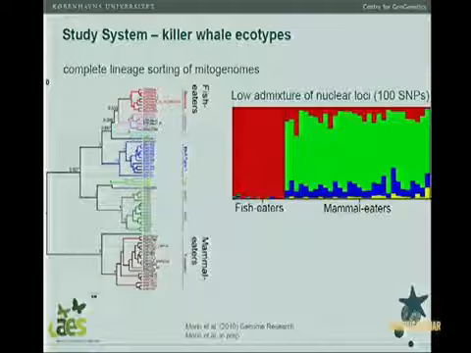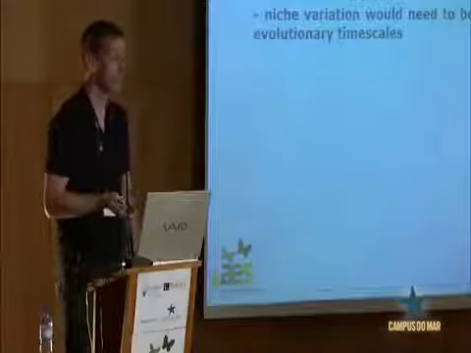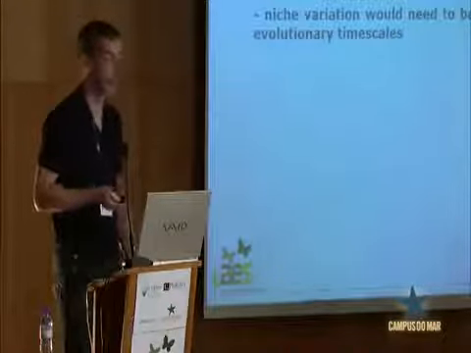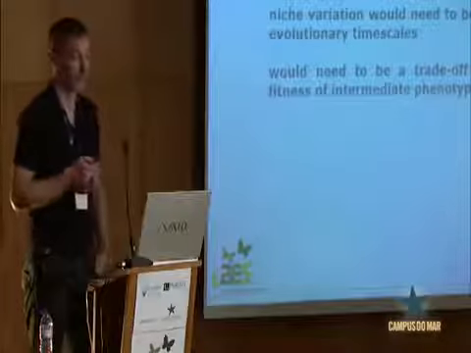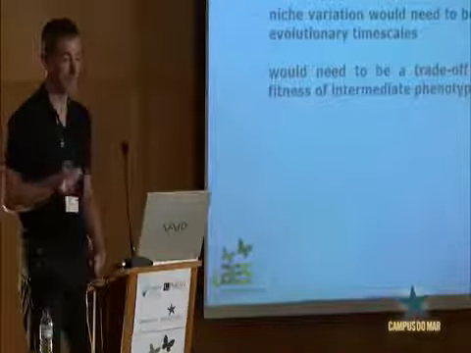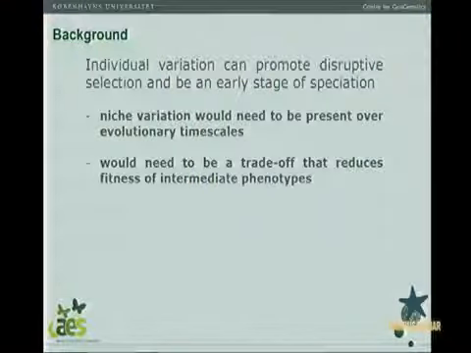What would need to be there for that to occur would be for this niche variation to be present over evolutionary timescales. And also for there to be a trade-off, some sort of constraint that reduces the fitness of an intermediate phenotype.